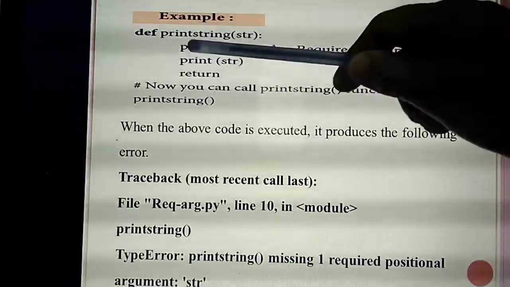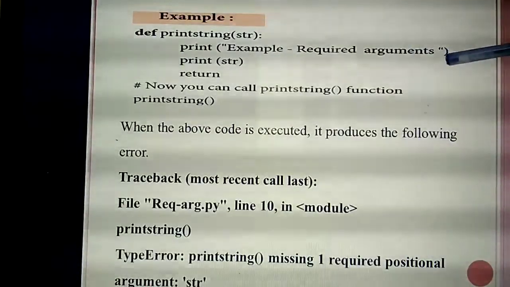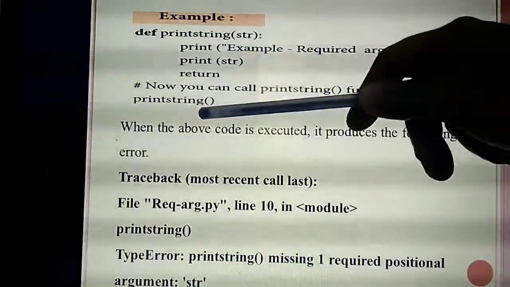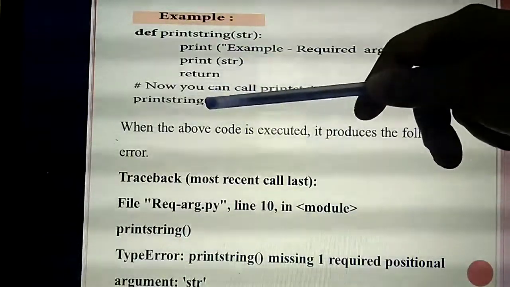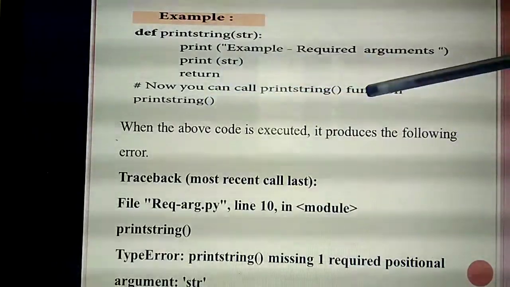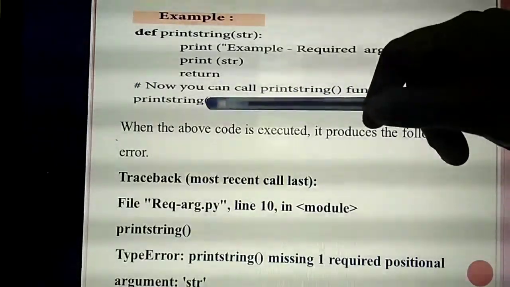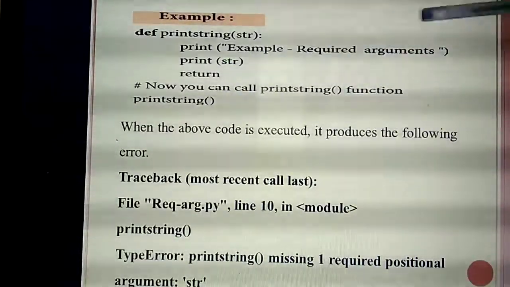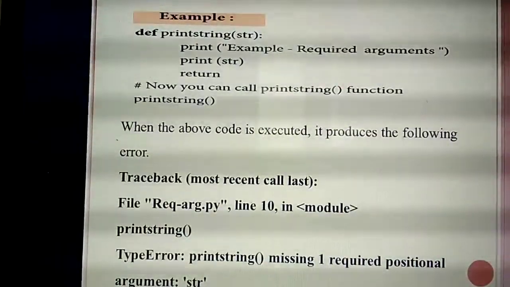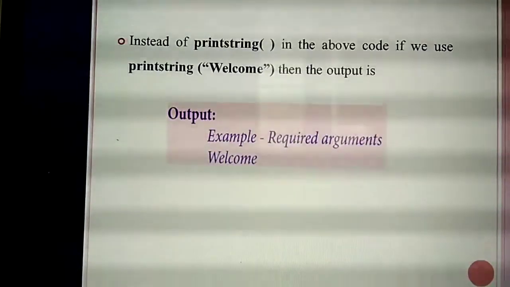First the program will run. So inside the function, what's the first line? Example required arguments. First line. Next, print str. So the value of str is whatever you are passing in the function call. In the place of str what are you passing? Hi. So what output will you get in the second line? Hi. Understand? Otherwise, if you pass the value welcome, what output will you get? First line: example required arguments. Second line: in the place of str you will get hi or welcome. Understand the program?